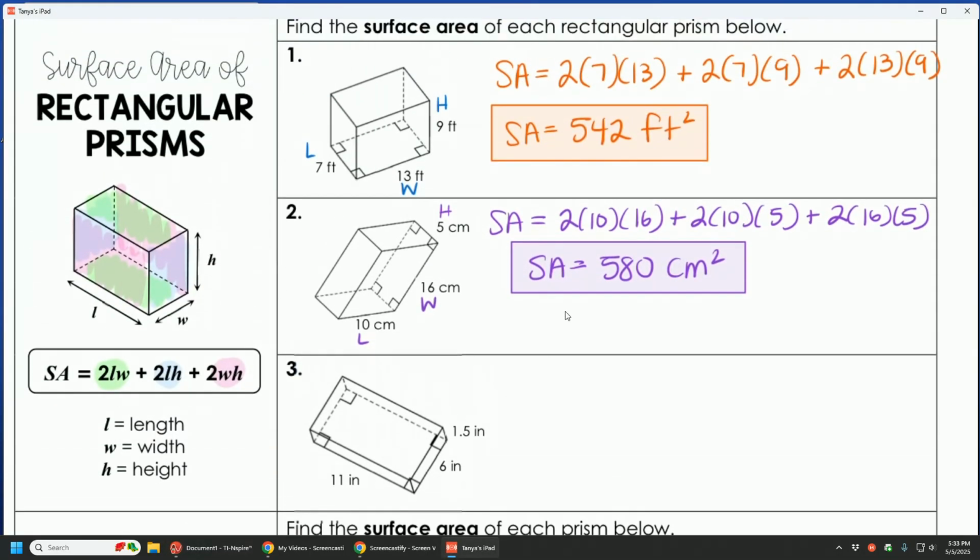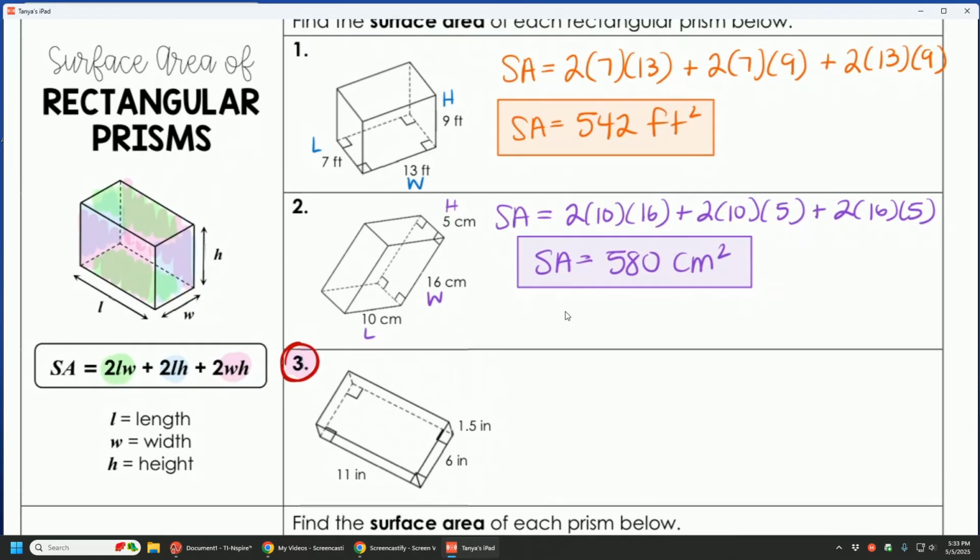Okay, so on your packet, I want you guys to try number 3 on your own. And remember, this packet is going to count for a test grade this time around, so this is one of the things that I'm checking for, that you did question number 3. Okay, so that is rectangular prisms.